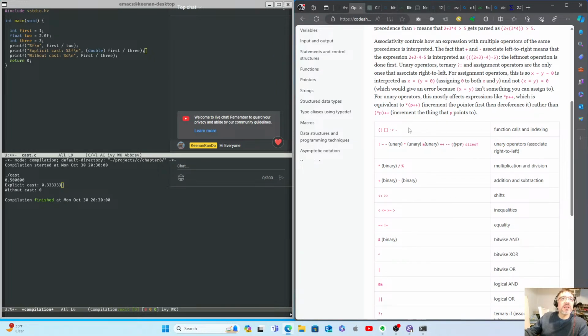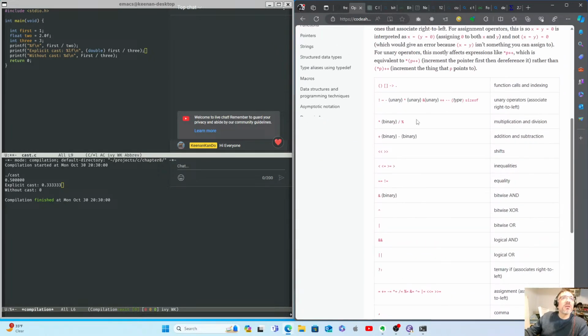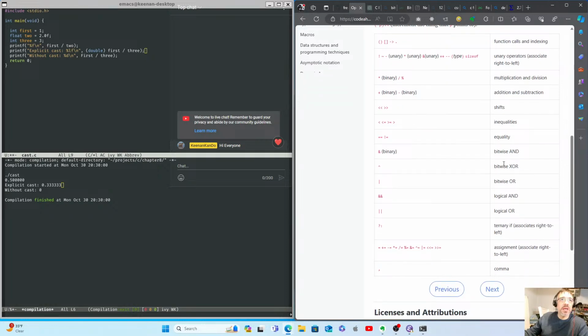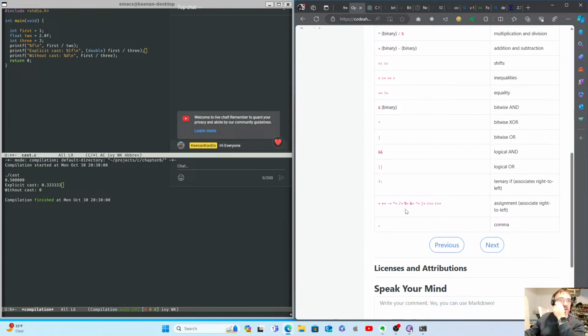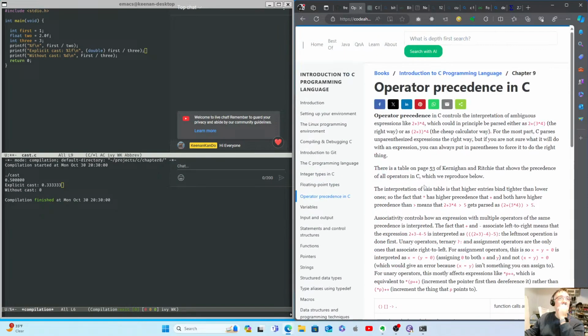Function calls and indexing, unary operators, multiplication, division, addition, subtraction, shifts, inequalities, equality, bitwise AND, XOR, OR, logical AND, OR, ternary associates right to left, assignment associates right to left, and commas. Okay, that's pretty boilerplate, I guess, with other languages, I believe.